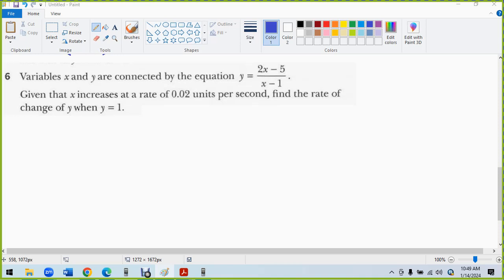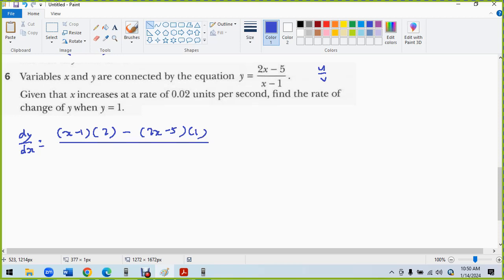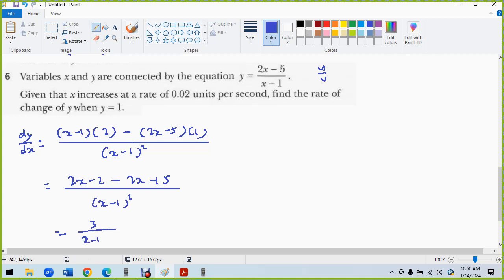Question number 6. So this is u over v also. So dy/dx is (x minus 1)(2) minus (2x minus 5)(1), and the whole thing over (x minus 1) squared. So we have 2x minus 2 minus 2x plus 5, and the whole thing divided by (x minus 1) squared. So we have 3 over (x minus 1) squared.